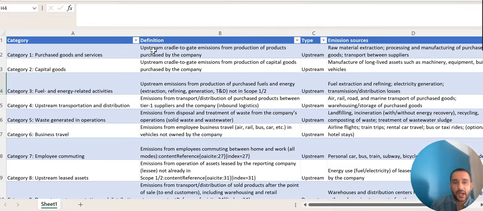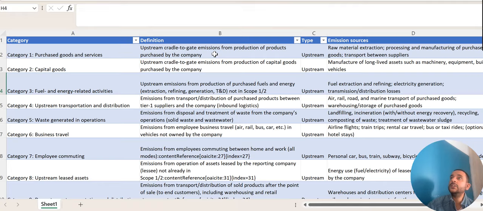Category number one, which is upstream, cradle to gate emissions from production of products purchased by the company. So if you're purchasing, say for example, steel, you're an automobile company, you're purchasing steel. So upstream emissions there mean extraction of, say, iron from an iron mine, then the processing of iron, conversion or transformation of iron into steel, and all other factors form the upstream cradle to gate emissions.